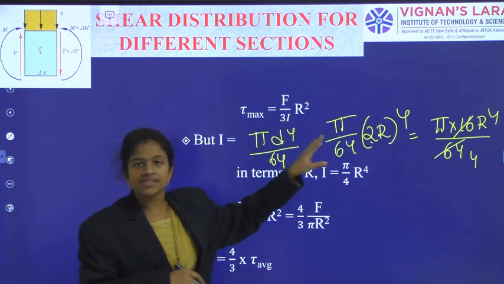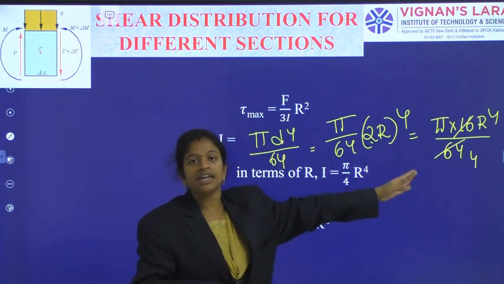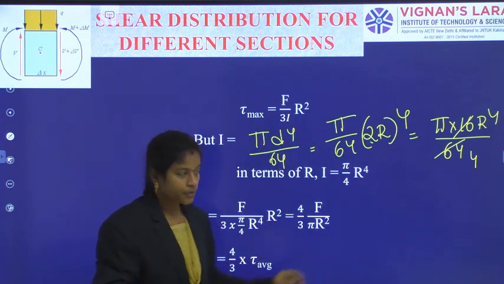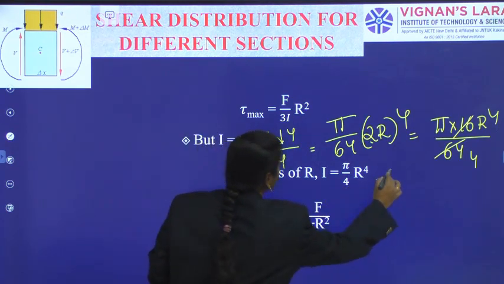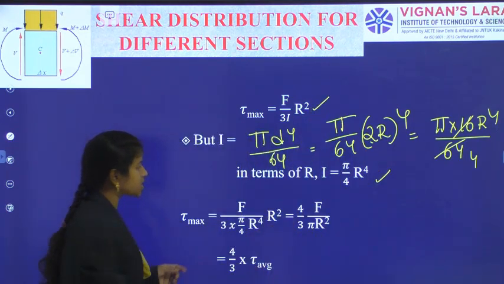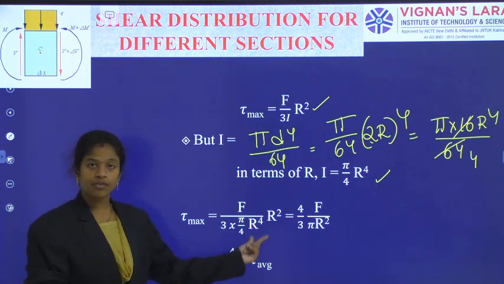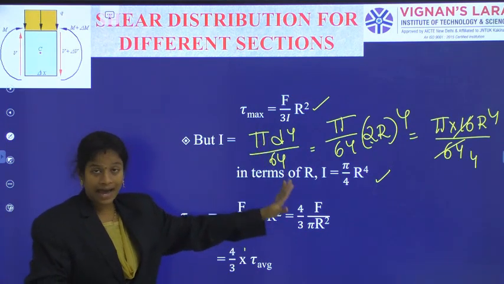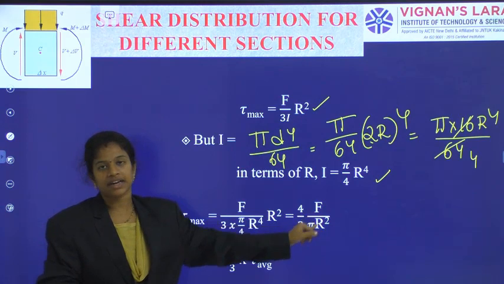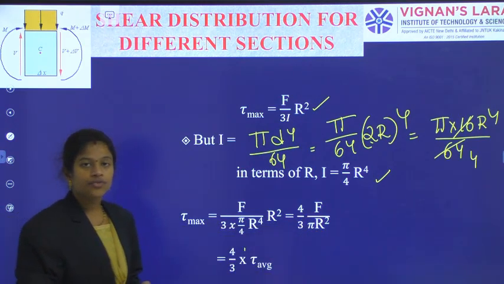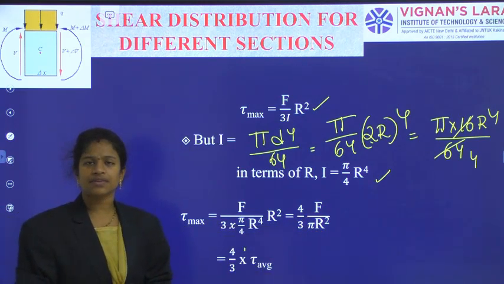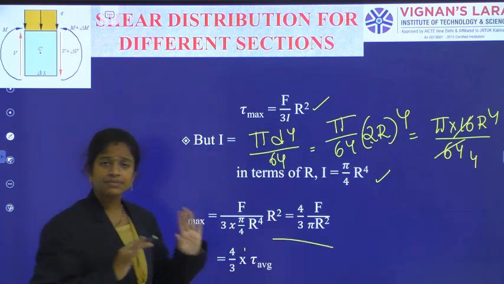Then the diameter is equal to 2 times the radius, which I have substituted, and I have given the answer in terms of r. So I we have known, and substituting this in the equation, F by 3 into pi r power 4 by 4 into r square. That is equal to 4 by 3 F by pi r square. Okay, 4 by 3 F by pi r square. This is my answer.